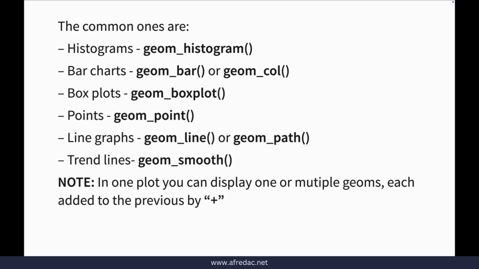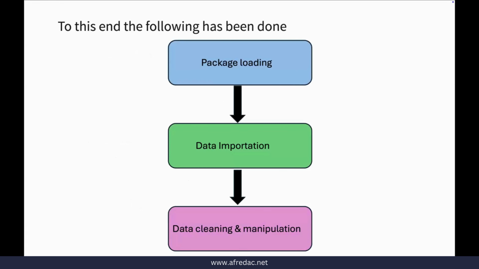If you want to plot a histogram, you just use geom_histogram, this function with the suffix histogram. For bar charts, you can use geom_bar or geom_col. For box plots, you can use geom_boxplot. For points, you can use geom_point, and so on. To add a building block or a component in ggplot, we just use the plus sign. It's also possible to add one or multiple geoms to the same graph just by using the plus sign.